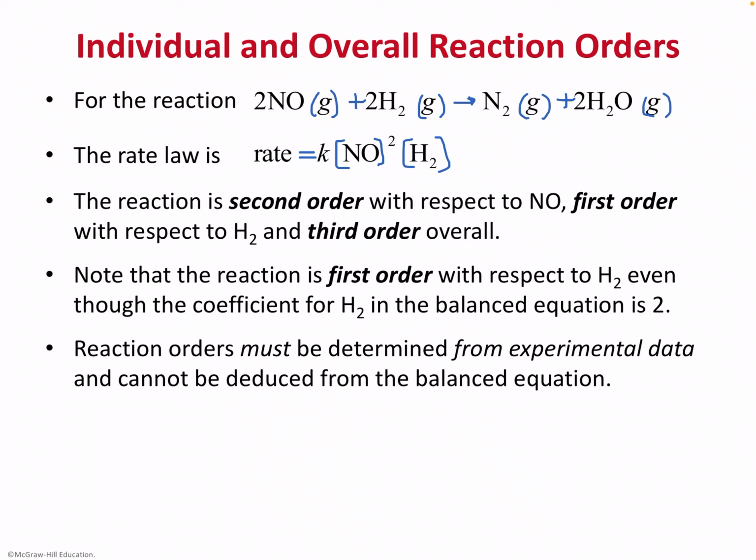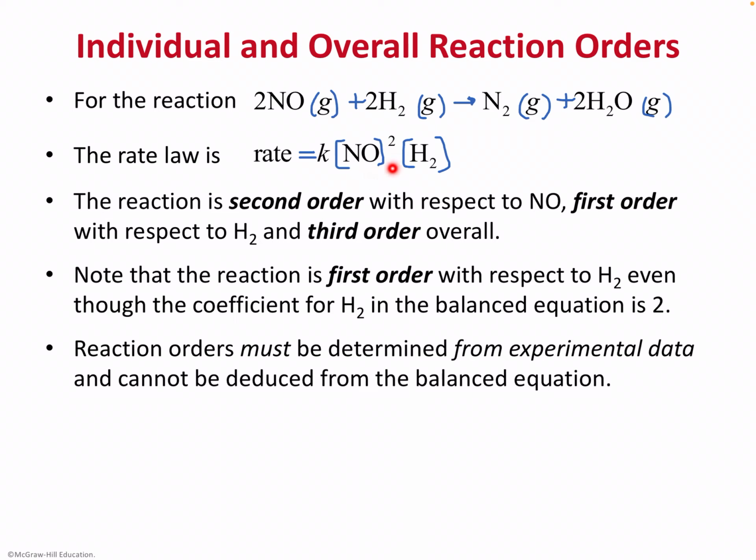Individual and overall reaction orders. Now we have a reaction here: 2 nitrogen monoxide plus 2 hydrogen molecules giving us nitrogen and water. From experimental data, the rate law has been found: rate equals k, the rate constant. And when we are writing down the rate law, you will always see that we write it in terms of reactants. Our two reactants are nitrogen monoxide, NO, and hydrogen.